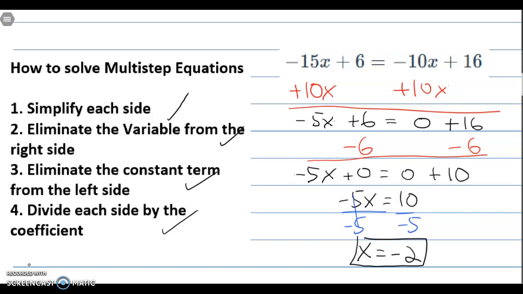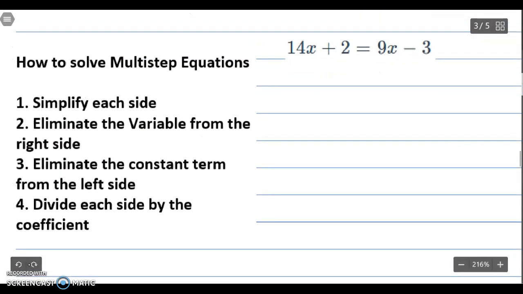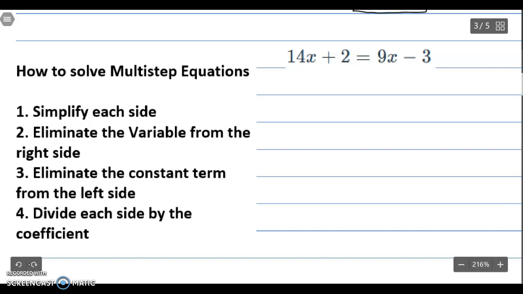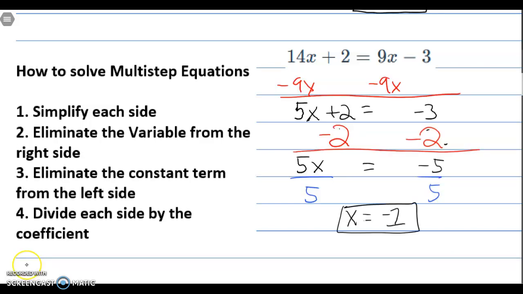All right, let's take a look at one more question. You can go ahead and pause the video here and see if you can solve it. All right, so on this one, you should get x is equal to negative 1. x is equal to negative 1.